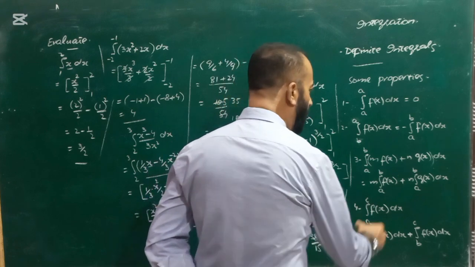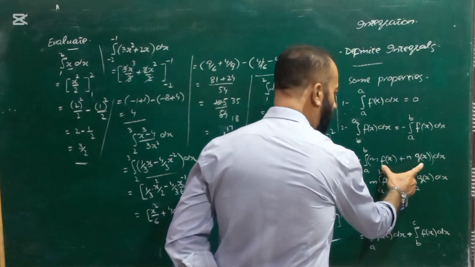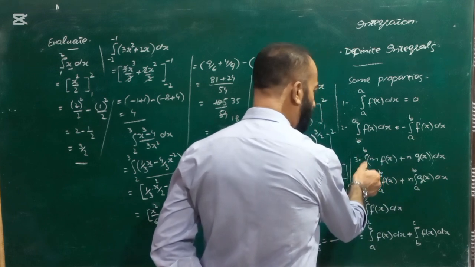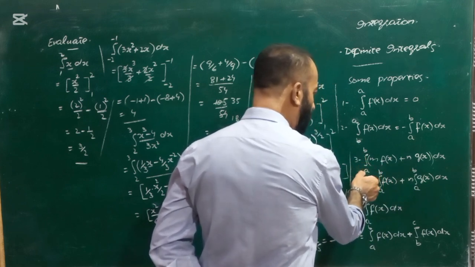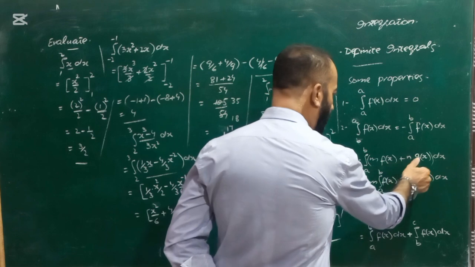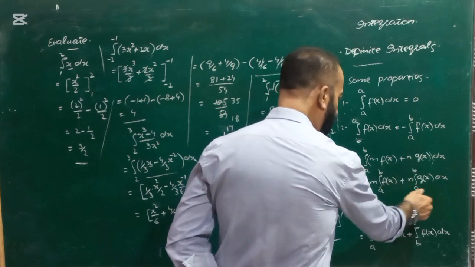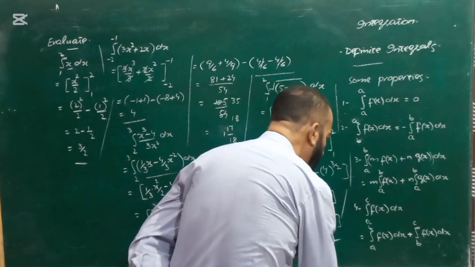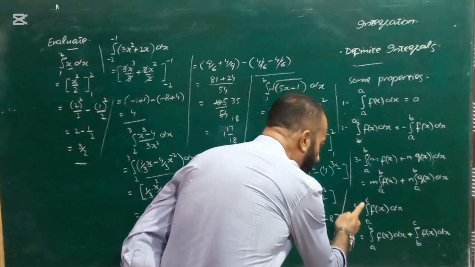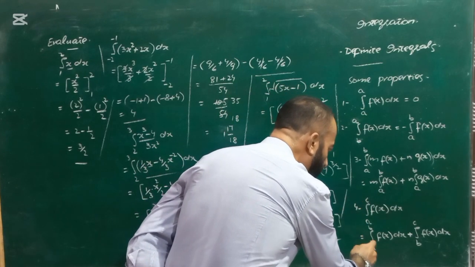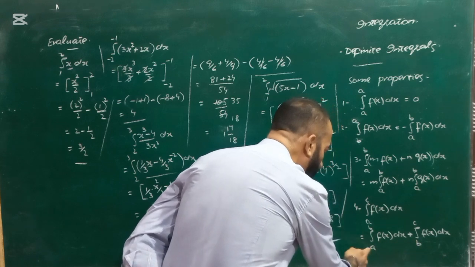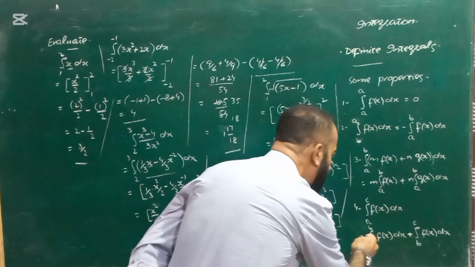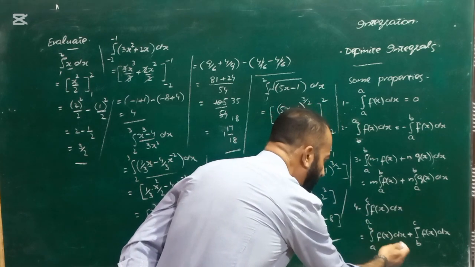Next thing is, if there are two functions adding or subtracting, and there is a sign of integration with limits, so the sign of integration with limits will be put individually with these values. And the last property is, if there is a limit from a to c, it can be written like a to b and then b to c. So this is the last property.